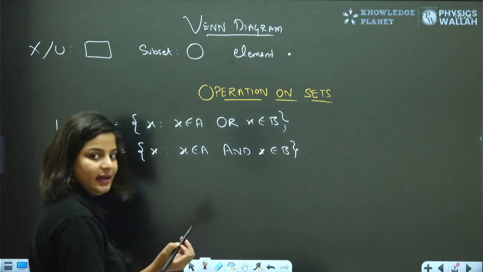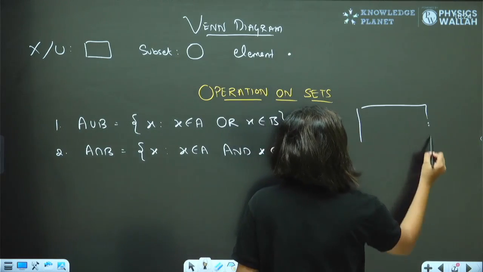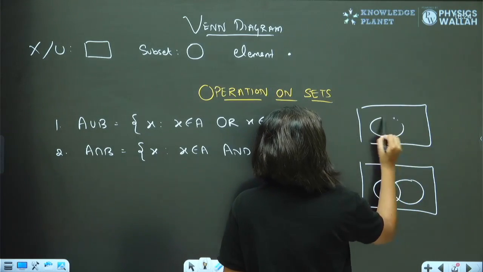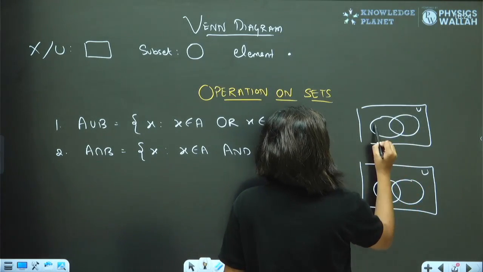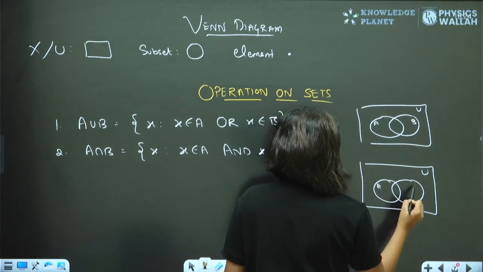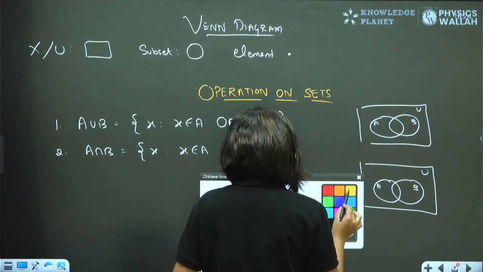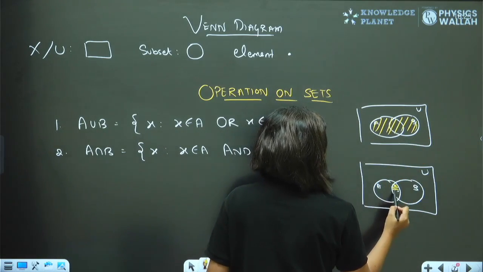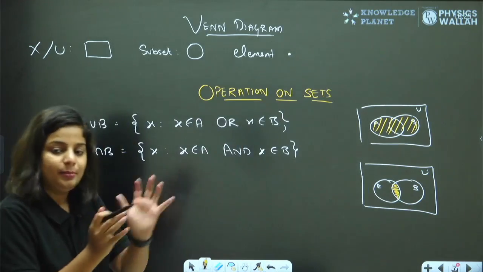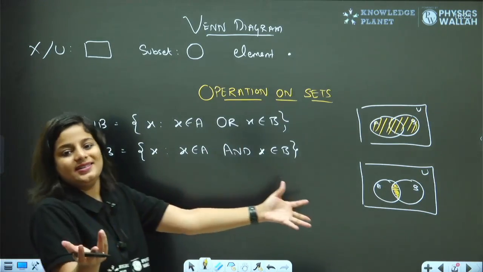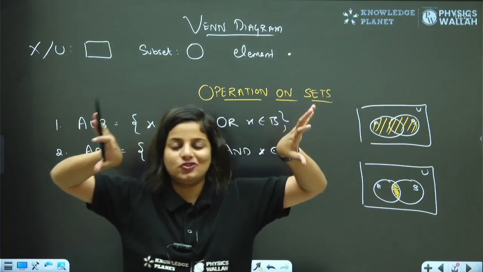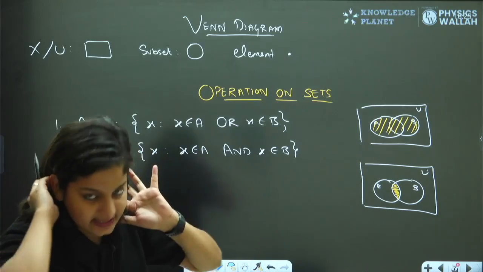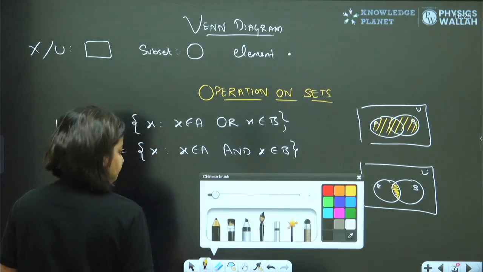With the help of a Venn diagram, if we want to understand union and intersection, let's quickly have a look at it. Two sets A and B are given. For union, you will shade all of A and B combined. For intersection, you will shade only the common area between A and B. If A and B are disjoint, separated, then there is nothing common between them.